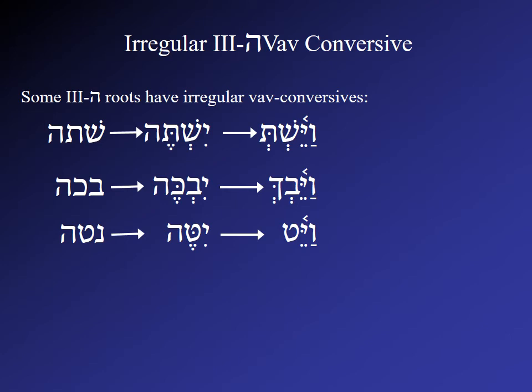So because now the tet is the end of the word, the assimilated nun does not express itself. So vayet, a very unusual looking word, because it only has one root radical that appears. The nun has assimilated and then disappeared because of the end of the word. The hey has disappeared because of the prefix vav conversive. So shata yishteh vayesht, baka yivkeh vayevk, nata yiteh vayet. These are the main occurrences of this peculiar form, but we will see others as we go through the semester.